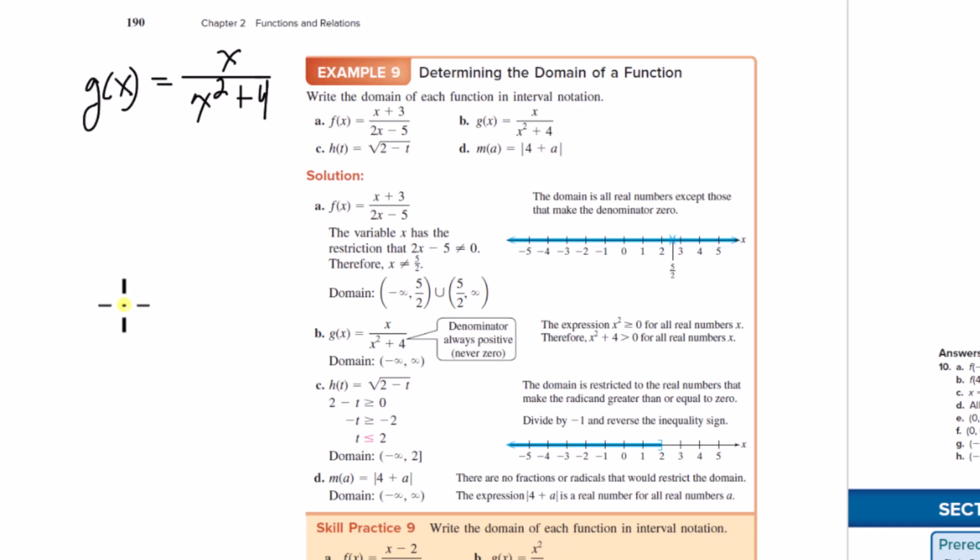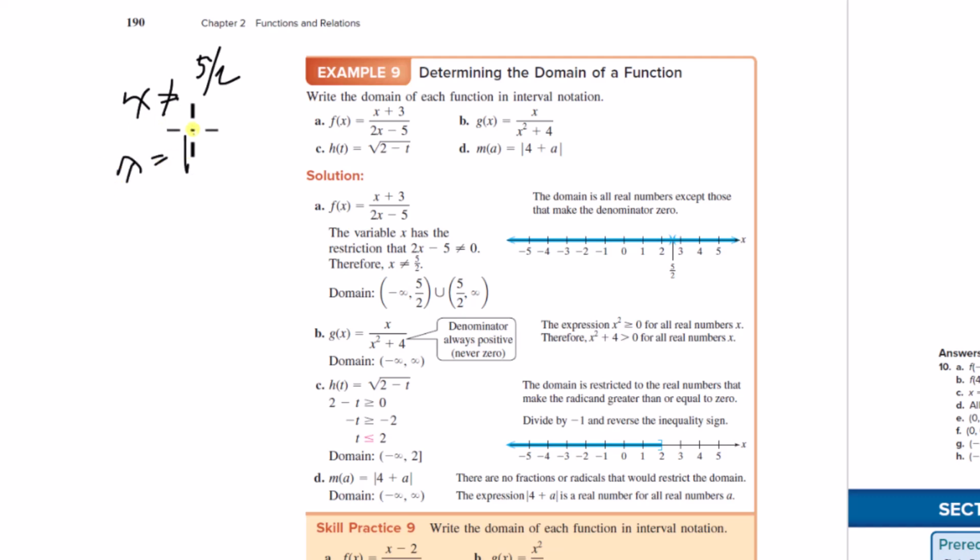The domain for the first case, x plus 3 over 2x minus 5, is just x can't be equal to 5 halves. The domain for the second case is x can be any real number. Okay, now let's see this third case.